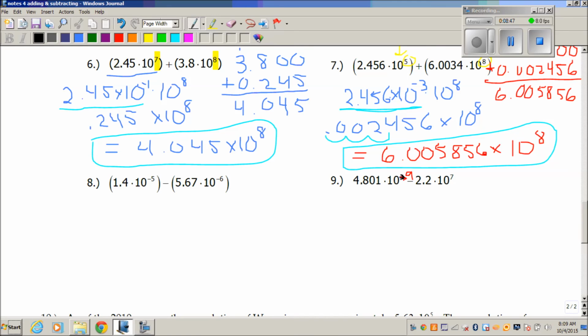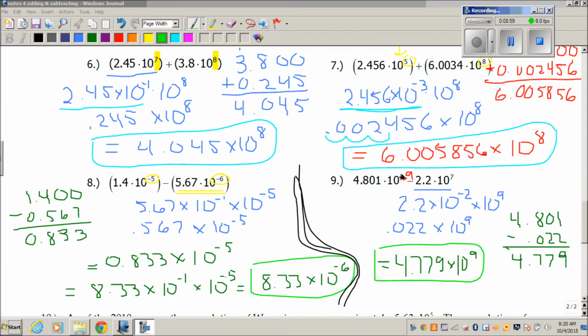So if you could press pause, try the next two problems, and then press play again to see what the answer should be. Okay, so let's take a look at the answers here. In number 8, I had to readjust my numbers so that they were both 10 to the negative 5 power. So I rewrote my second number so that it would be 10 to the negative 5. So then my coefficient became 0.567.